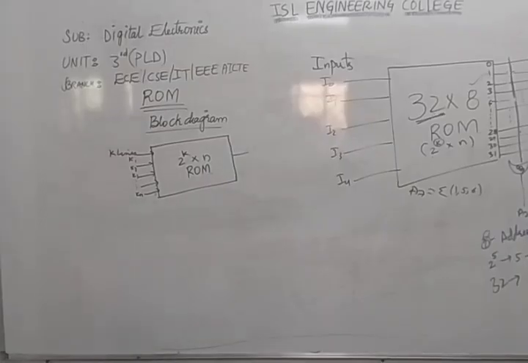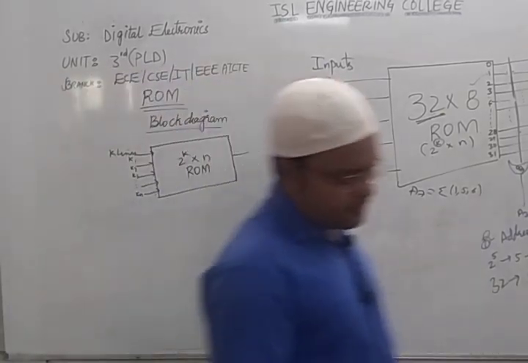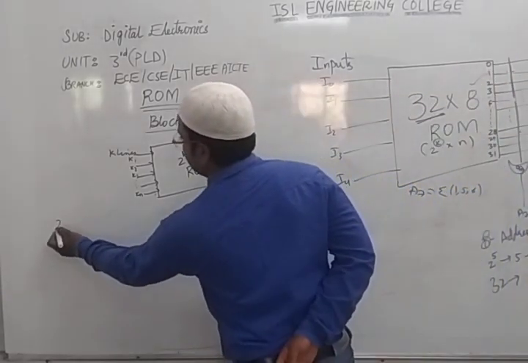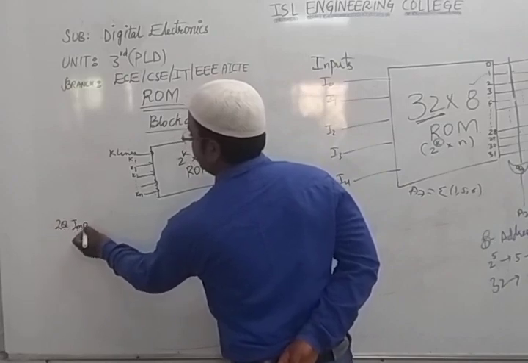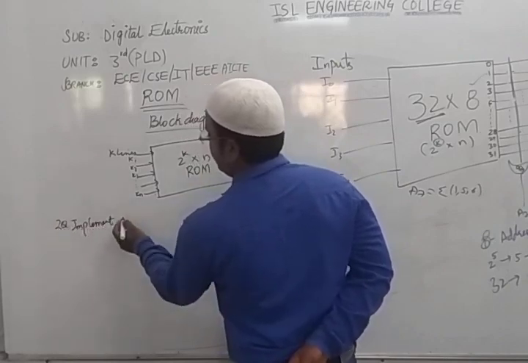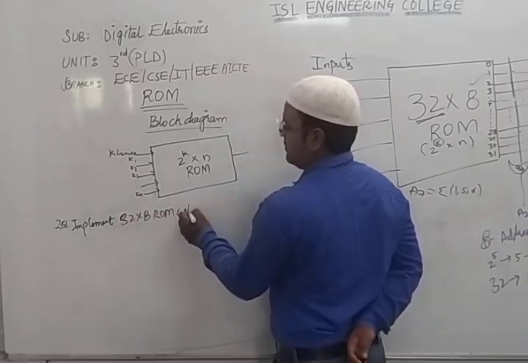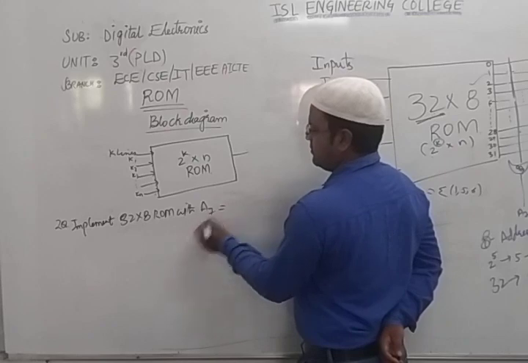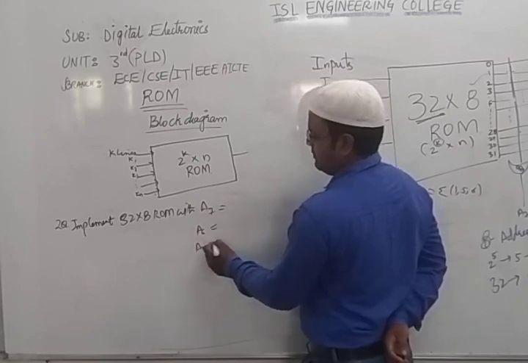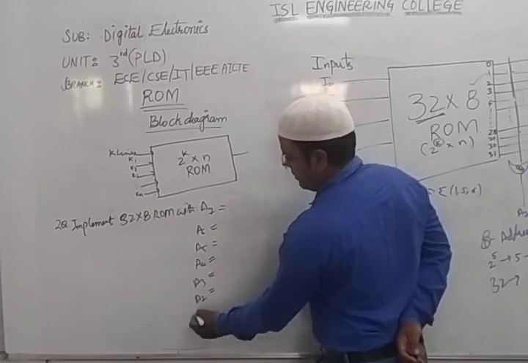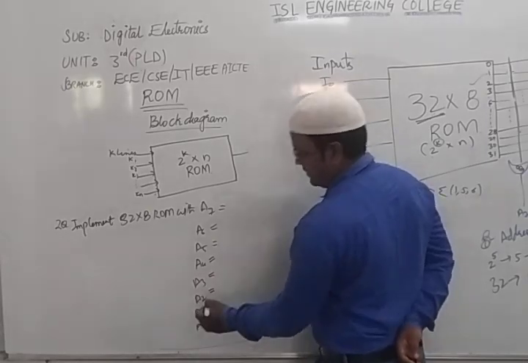Take down the second problem, students. So in this, what is given? The question here is to implement a 32:8 ROM with outputs A7, A6, A5, A4, A3, A2, A1 and A0. This is given first.